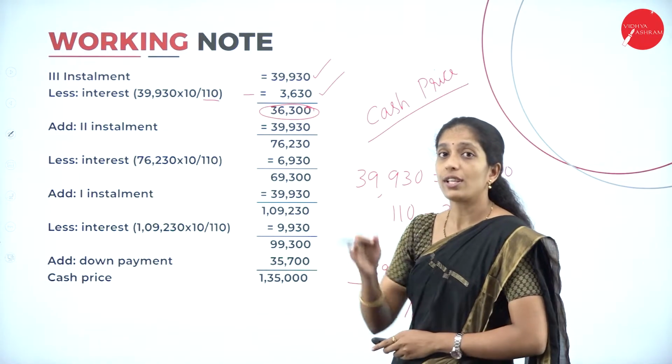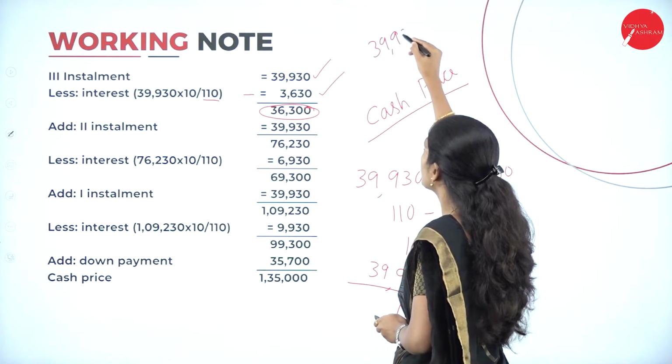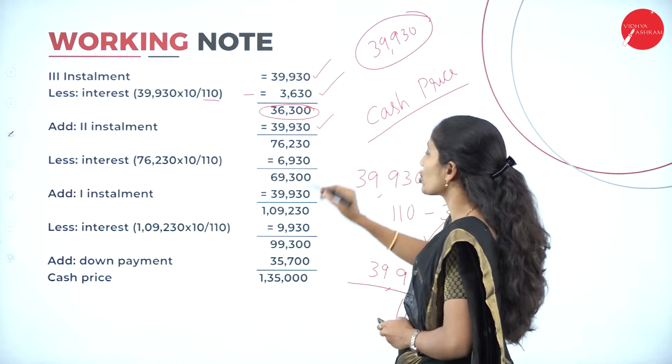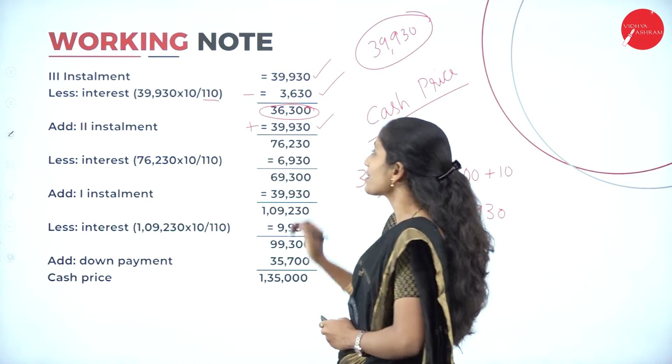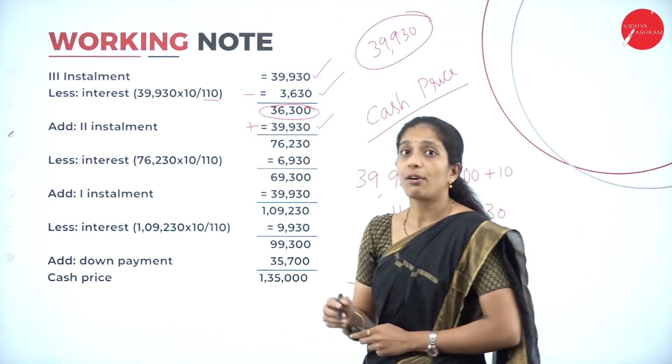Now add second installment. So I have told you installment remains same. How much? 39,930. So installment remains same. Add second installment 39,930. So how much you'll get? 76,230. Now less interest. So how to calculate interest?